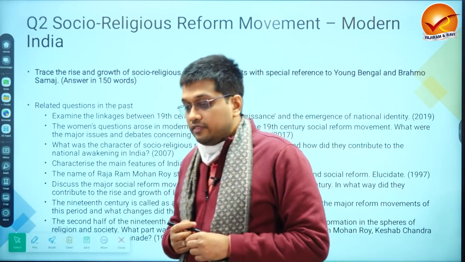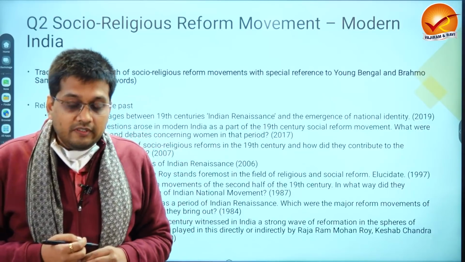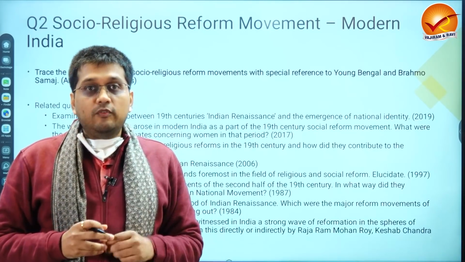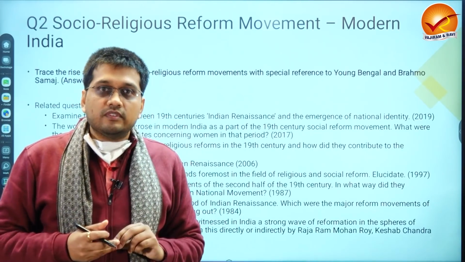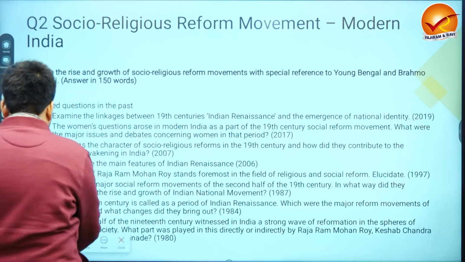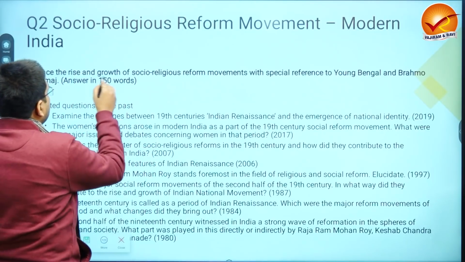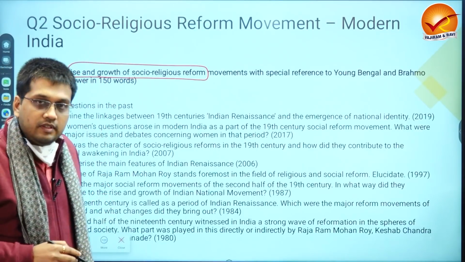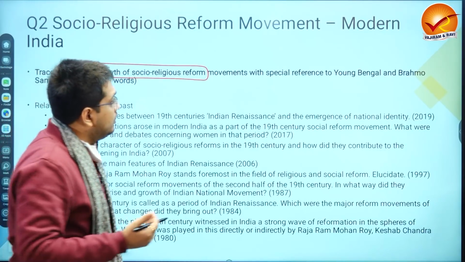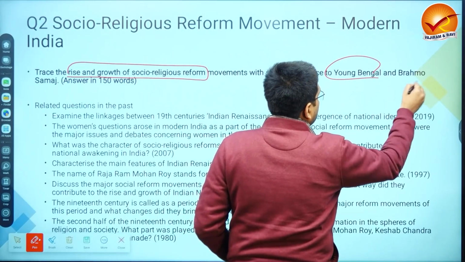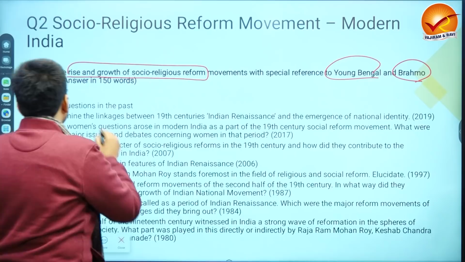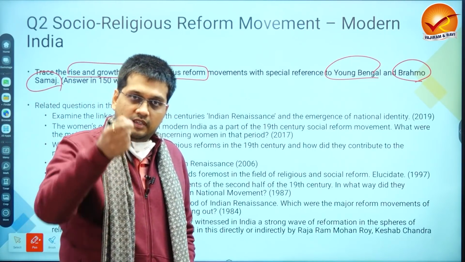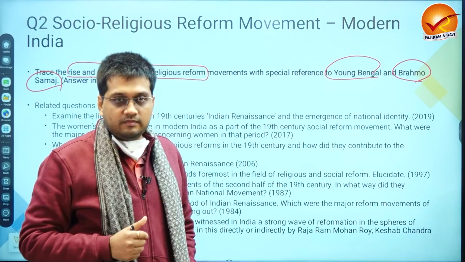Now this question is interesting, not because it is very technical or difficult, but because its expanse is quite wide. We have 3 questions inside one question. You have to write on the rise and growth of social reform movement in the 19th century. And then we have to give special reference to both Young Bengal and Brahmo Samaj. In itself, these are 3 questions and you have to give an answer to all these 3 questions in 150 words in a good presentable format.